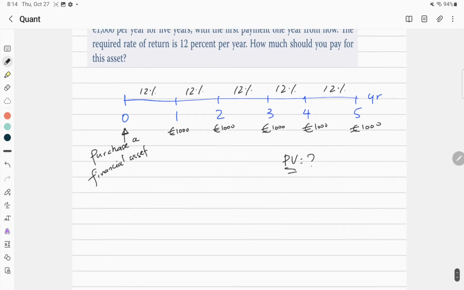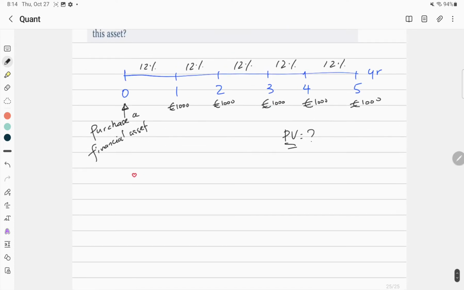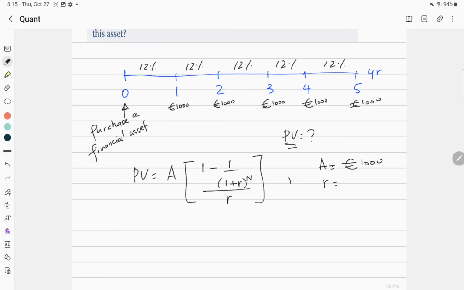The formula for this is present value equals the annuity amount A multiplied by 1 minus 1 over (1 plus r) raised to n, divided by r. Where A is 1,000 euros, r is 12% or 0.12, and n is equal to 5 years.